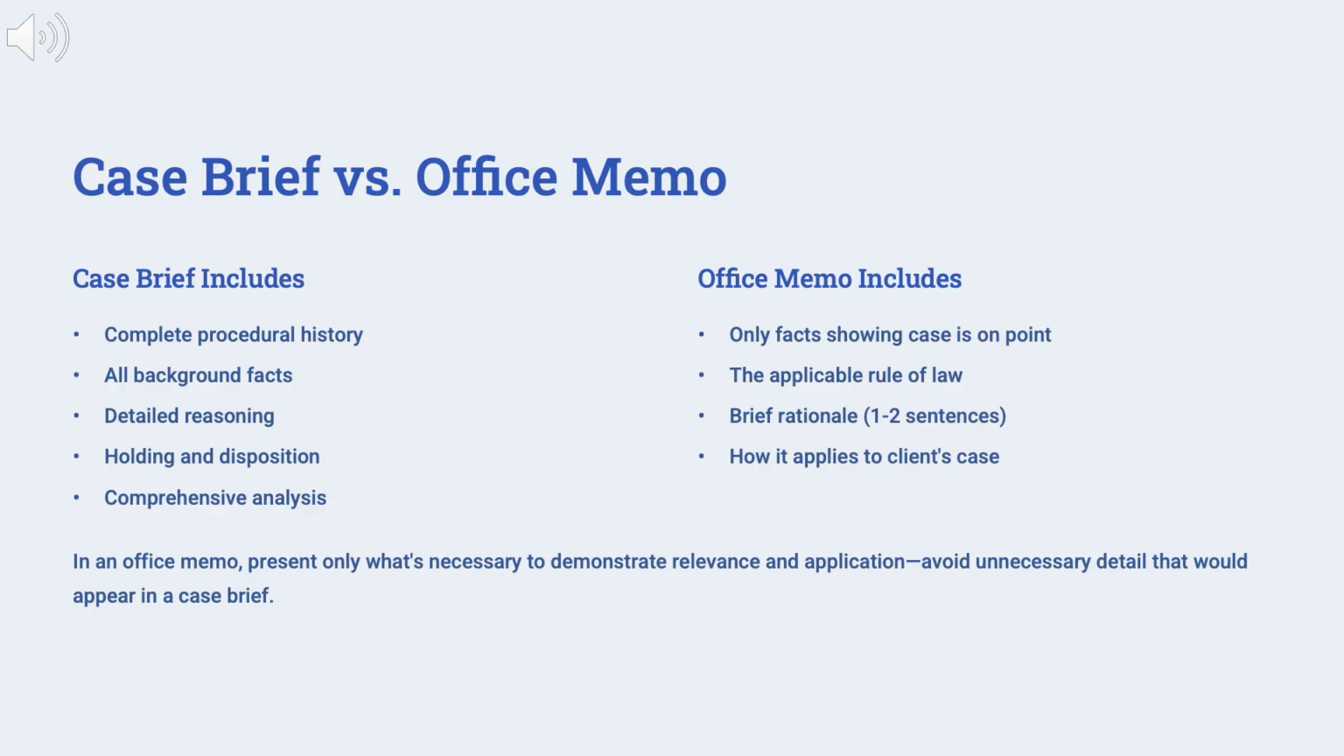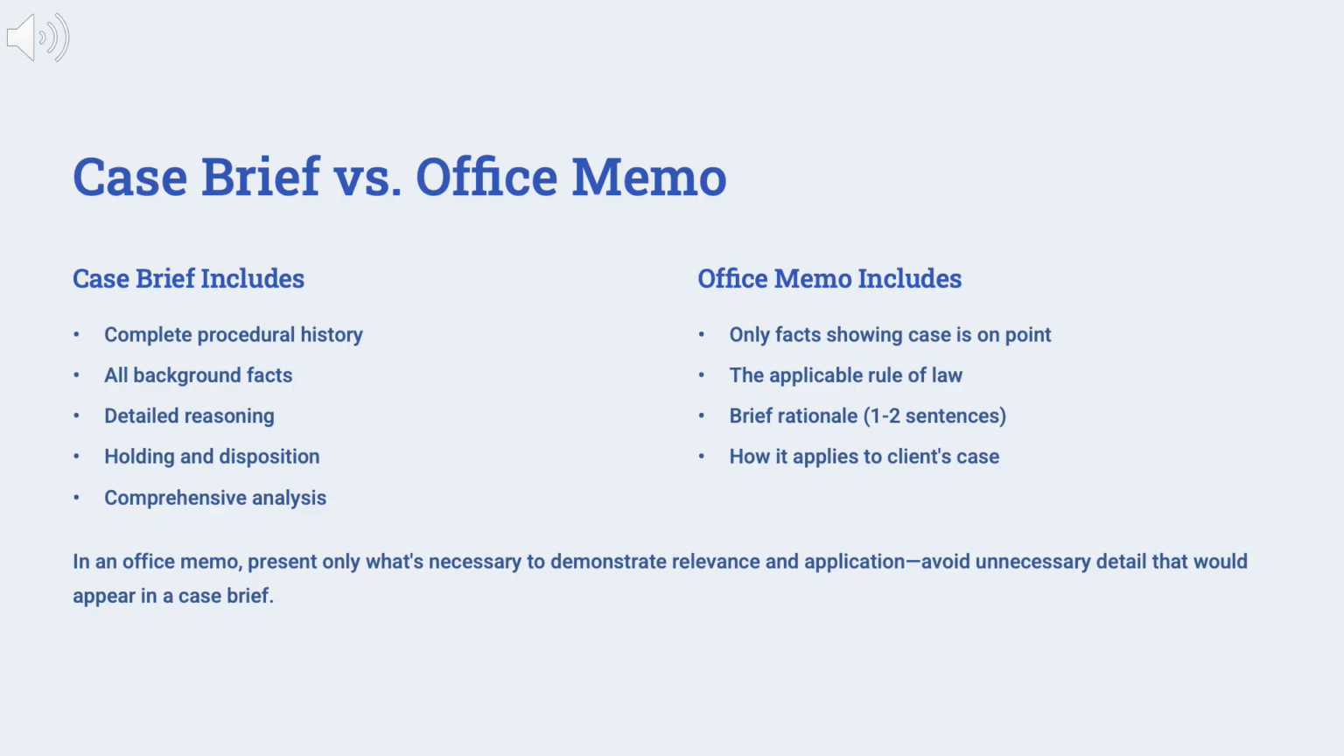The case brief is a study tool. Its purpose is to enable thorough understanding of a single decision in all its detail. An office memorandum has a different purpose. It is a practical document designed to answer a specific legal question about a client's situation. When presenting a case in the memo, the goal is not to comprehensively document everything the court said and did.